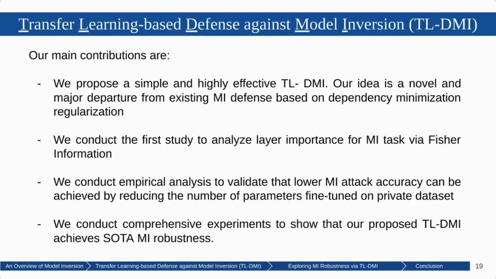In this work, we propose a simple and highly effective TLDMI. Our idea is a novel and major departure from existing MI defenses based on dependency minimization regularization. Then we conduct the first study to analyze layer importance of MI task via feature information. Next, we conduct empirical analysis to validate that lower MI attack accuracy can be achieved by reducing the number of parameters fine-tuned on the private dataset. Finally, we conduct comprehensive experiments to show that our proposed TLDMI achieves state-of-the-art MI robustness.